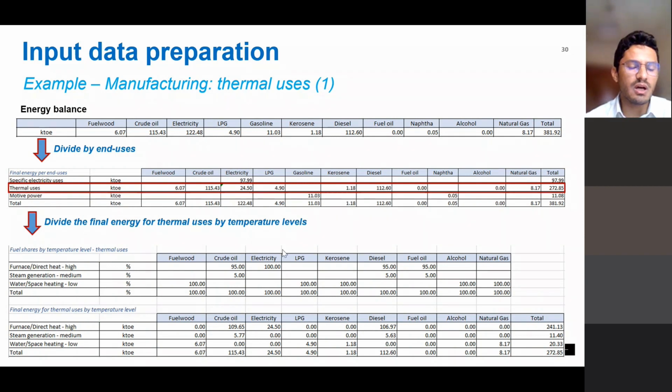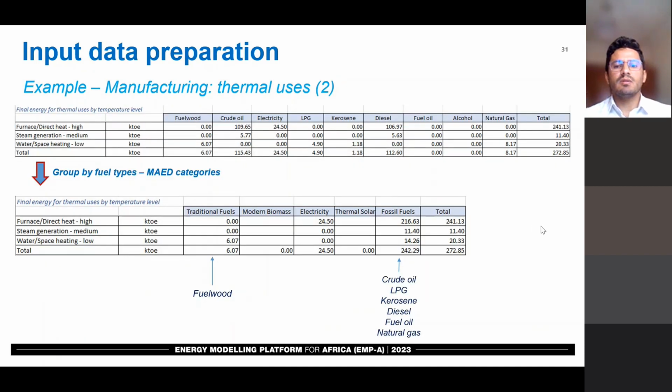And this is an example of how we can do this split. I will not comment on everything. I think the steps are more or less clear. The first division is by end uses, and then we divide the final energy for thermal uses by temperature level. And here we have just grouped these energy fuels in order to aggregate them according to the MAED structure of fuel categories. From the first table to the second table, we just group them. For example, for fossil fuels, we grouped crude oil, LPG, kerosene, diesel, fuel oil, and natural gas to have this category of fossil fuels. In traditional fuels, we have only one category, which is fuel wood.